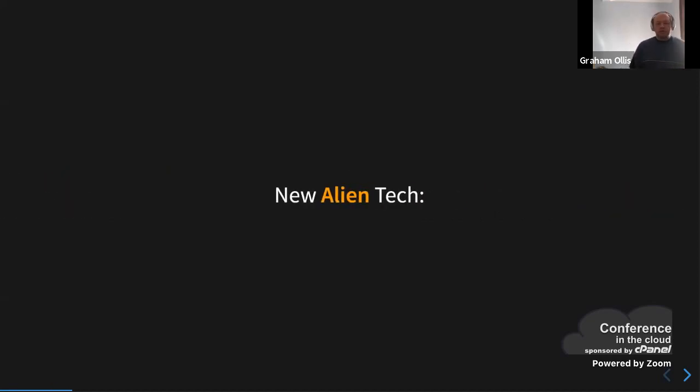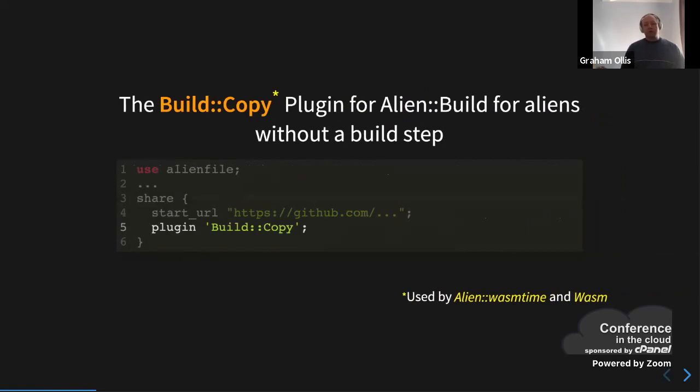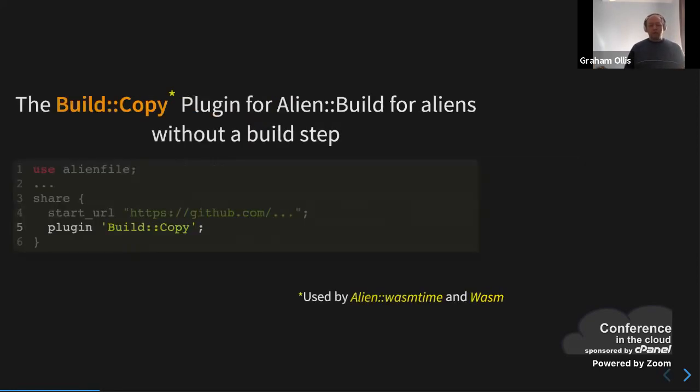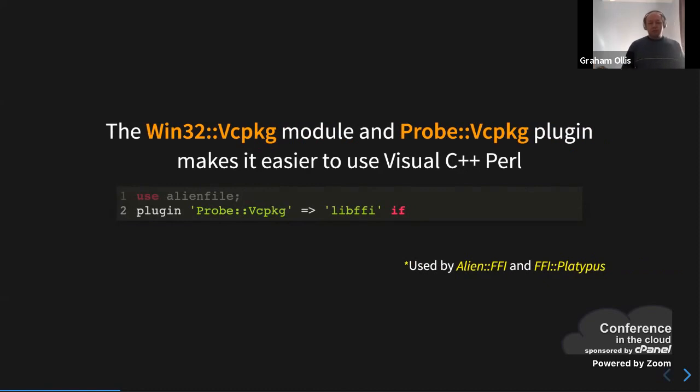New Alien tech this year includes the build copy plugin for aliens that lack complicated compile and build steps and just need to copy files into their share directory. Alien Wasmtime uses this since Wasmtime is distributed as Linux, macOS, and Windows binaries. The VC package module and plugin make it easier to build Perl modules with external dependencies on Perls that are built with the native Visual C++ Perl on Windows.